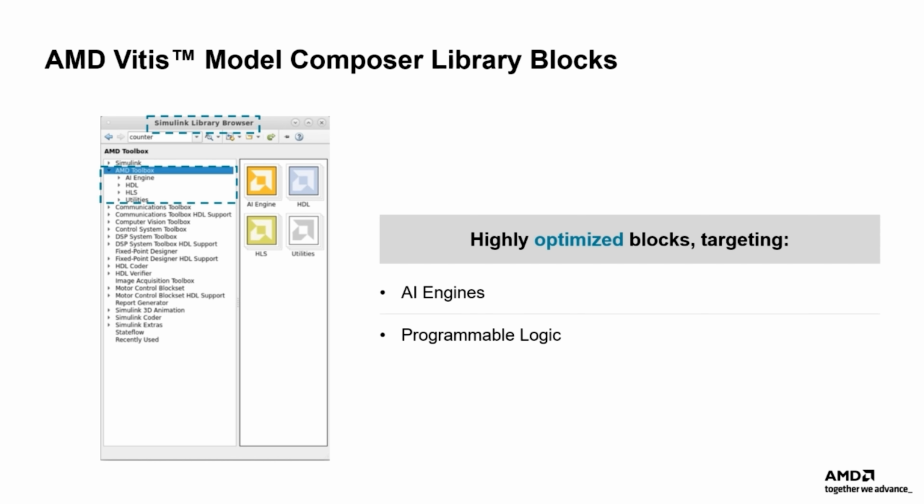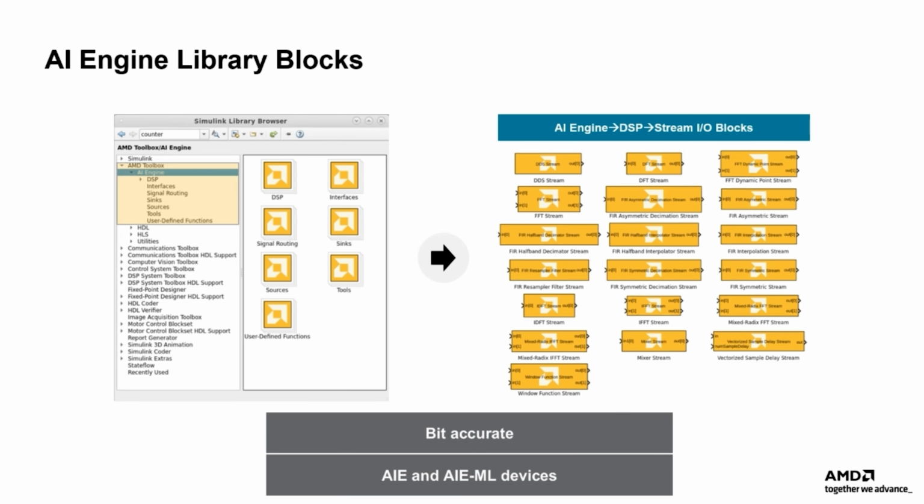In the AI Engine library, we have a rich collection of AI Engine DSP-related blocks targeting both AIE and AIE-ML devices. This makes it much faster for you to put a DSP design together in Vitis Model Composer for AI engines and analyze and explore the design. The AI Engine library also contains blocks to import kernels and graphs that can be targeted to the AI Engine portion of Versal devices.